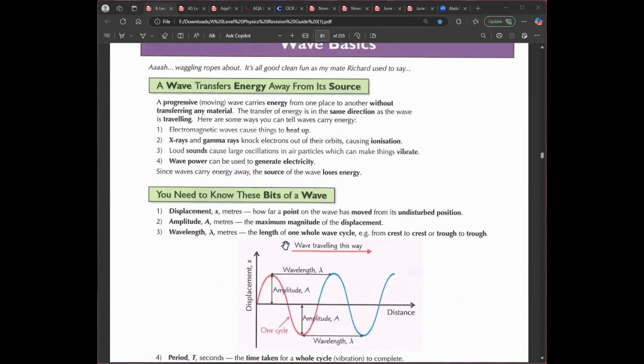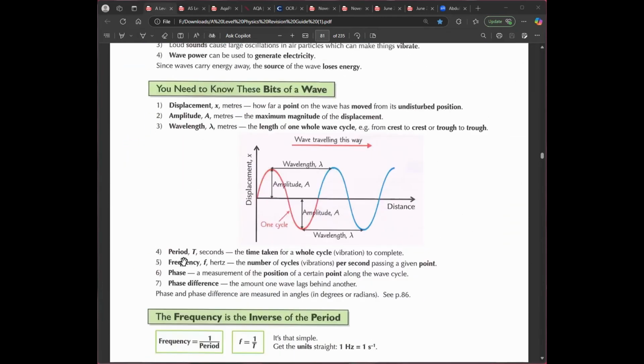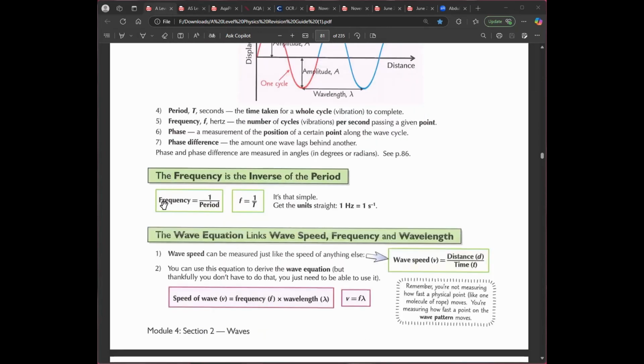Similarly, frequency. Frequency is how much part of that wavelength has passed each second. It's measured in hertz, which is per second, and it's basically the inverse of period. So this is the first formula that we encounter, which is frequency is equal to 1 over period. And the unit that is given to frequency is hertz, which is essentially just per second.